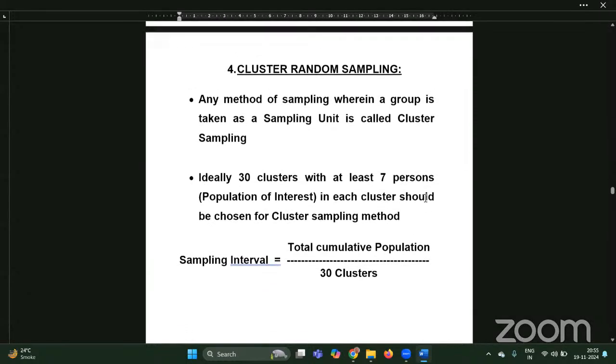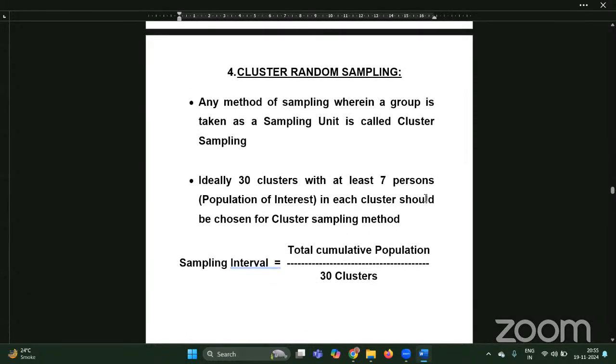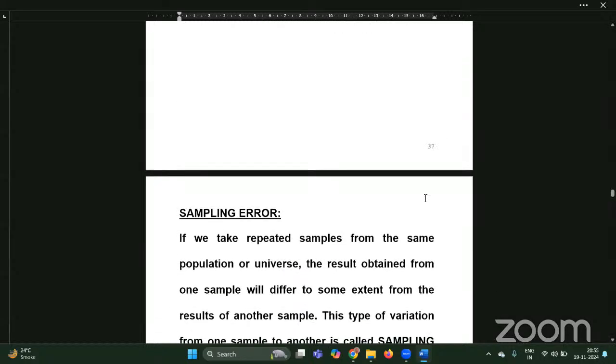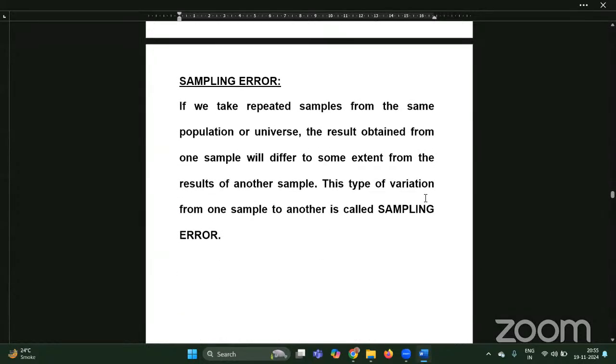Now, regarding cluster sampling, it is important to know that suppose you want to take a cluster sample from the whole of Lucknow city. Let's say Lucknow has a total of 30 lakh population, or even let's say 45 lakh. You divide by 30. So 45 lakh divided by 30 gives 1.5 lakh. That's your sampling interval. And then from this, there will be a list of wards or areas, with cumulative population also there. And then you find which cluster you should be taking.